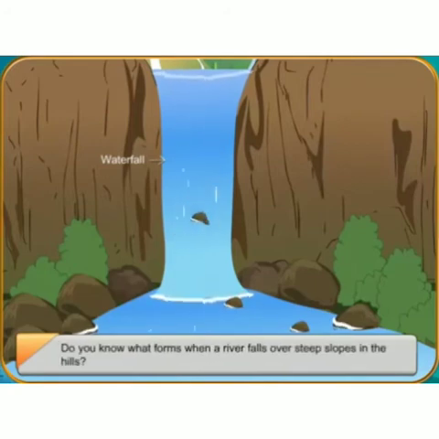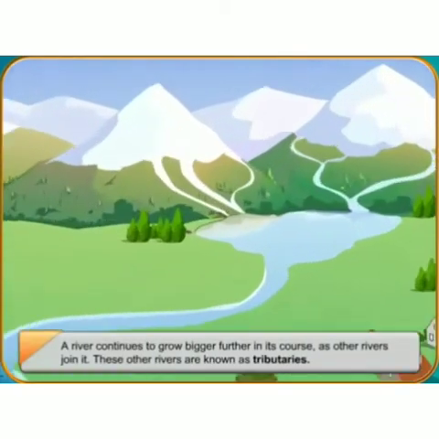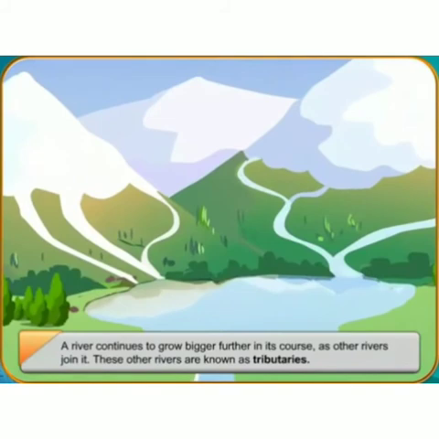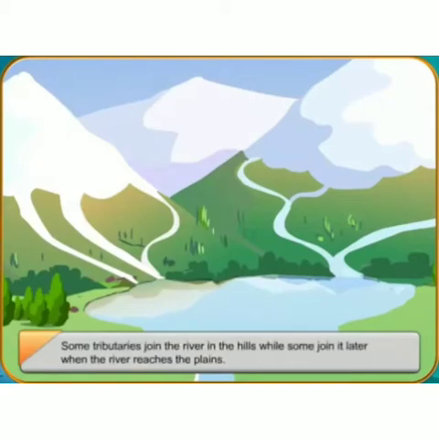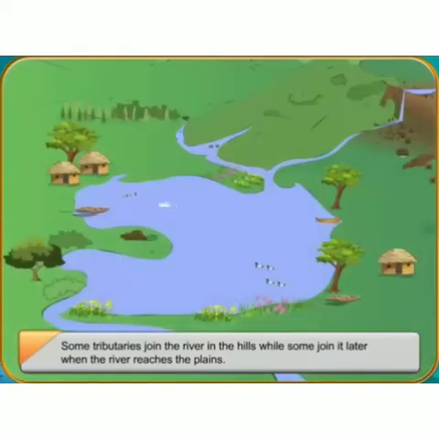Do you know what forms when a river falls over steep slopes in the hills? Well, when a river falls over steep slopes in the hills, it forms waterfalls. A river continues to grow bigger, further in its course, as other rivers join it. These other rivers are known as tributaries. Some tributaries join the river in the hills, while some join it later when the river reaches the plains.